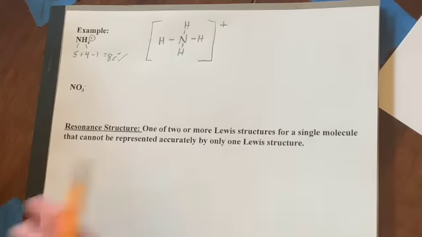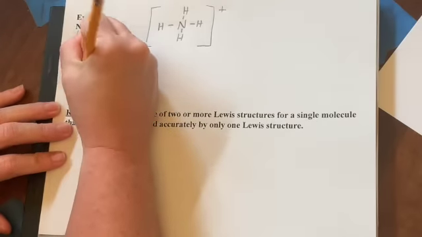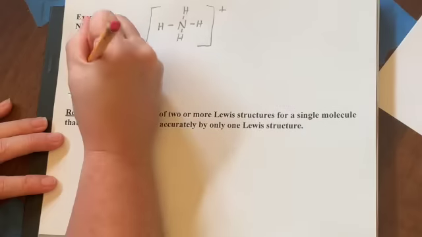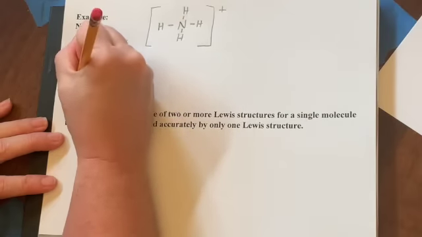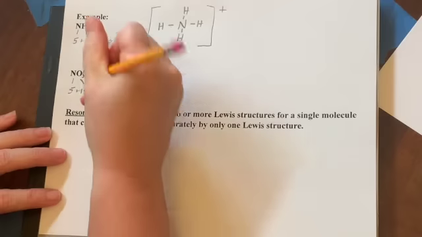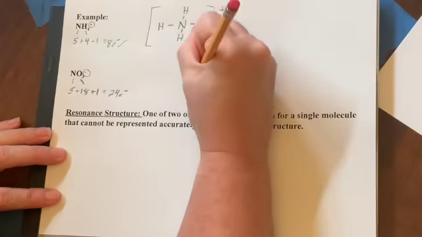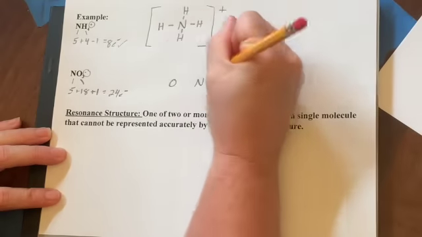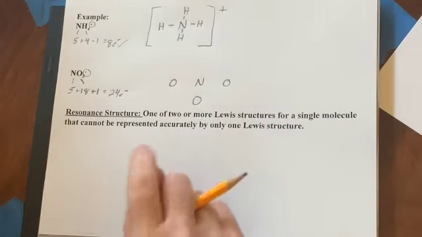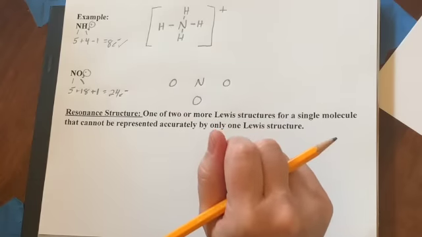Great. Then let's look at nitrate. Nitrogen has 5, oxygen has 6 each, and there are 3 oxygens, so that's 18. This is a negative charge, so I'm going to add. If it is a negative charge, you add that charge. That gives me a total of 24 electrons. Nitrogen is going to be in the center, oxygens around it, and again, you can put them around however you'd like. Take a minute and pause and see which Lewis dot structure works.